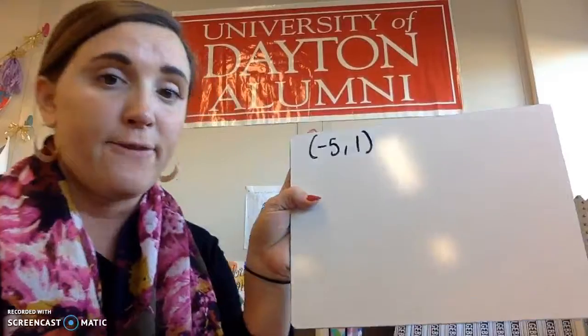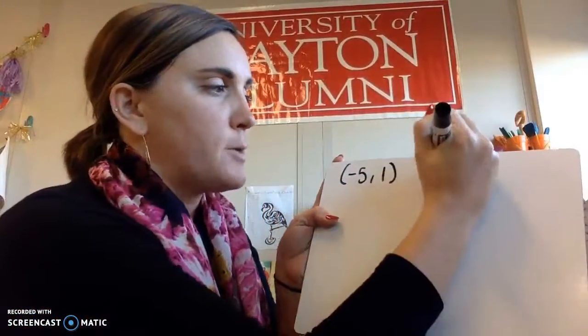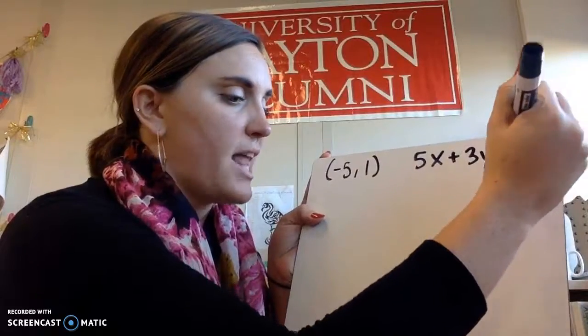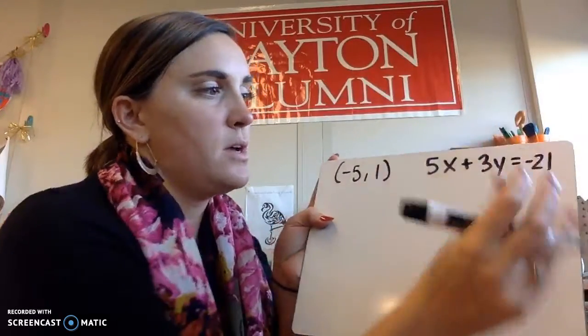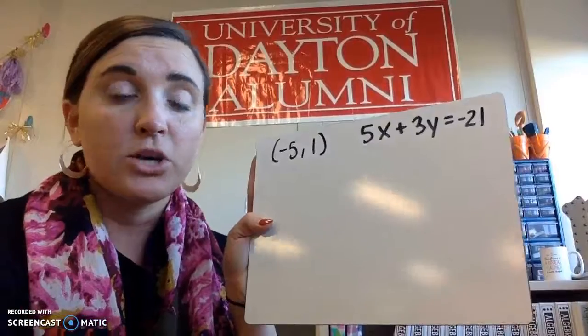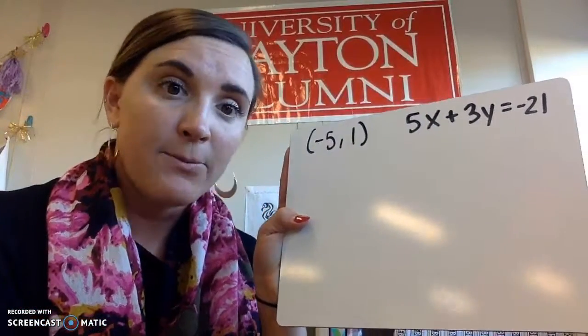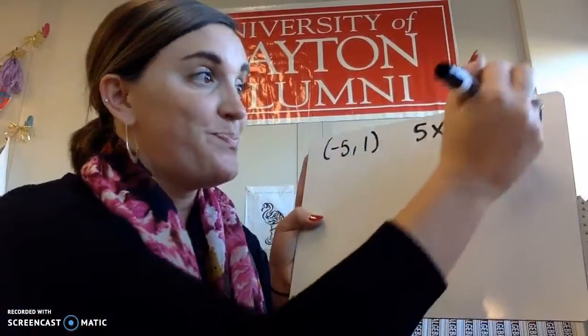All right, number 4, this is the last one on the front. Write the equation of the line that passes through (negative 5, 1) and is perpendicular to 5x plus 3y equals negative 21. All right, just like we had to do in number 2, it's in standard form, so we need to rearrange this into slope-intercept form so we know the slope.